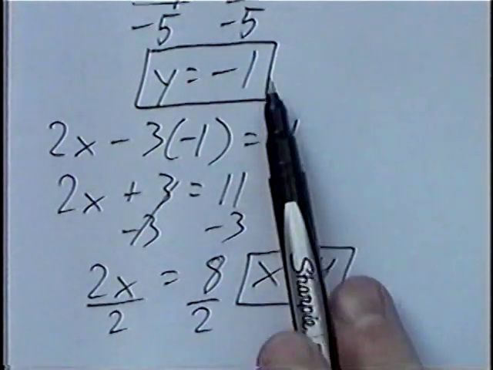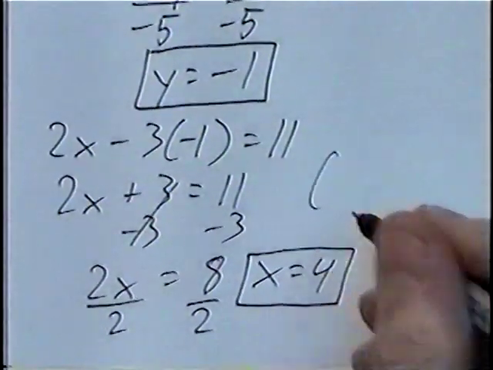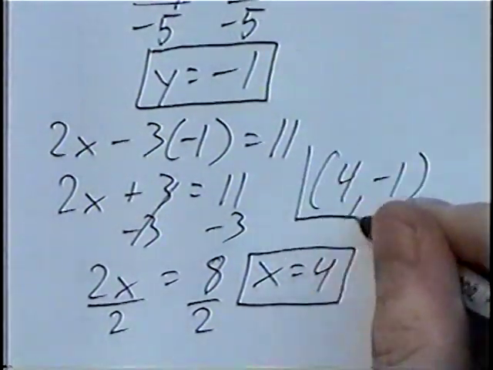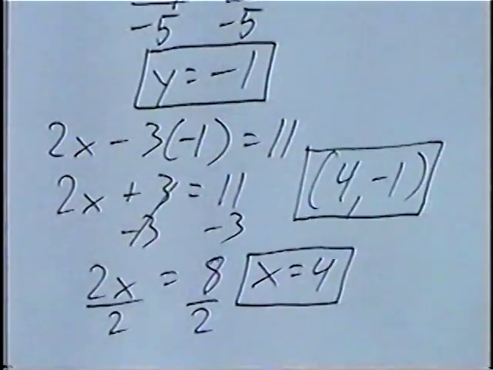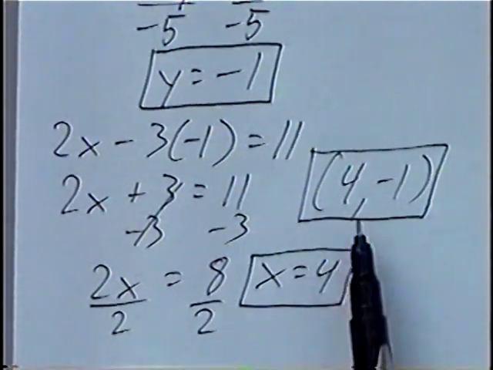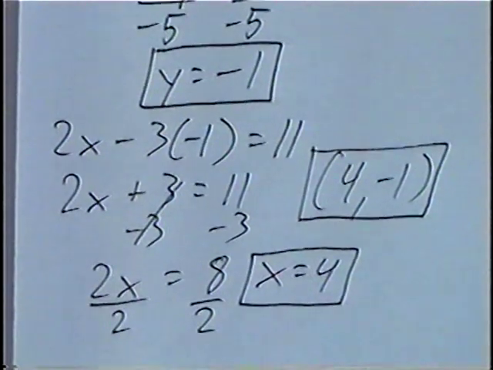X equals 4, y equals negative 1, and again you can write that as a point x comma y, which is 4 comma negative 1. Which also means if you graph the two equations on the xy axis, they will cross at 4, negative 1.